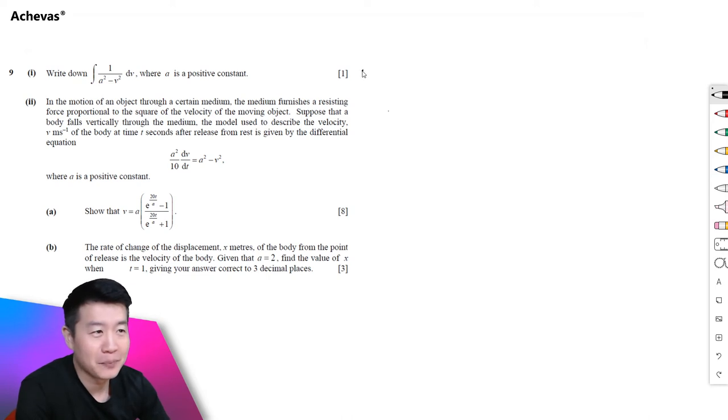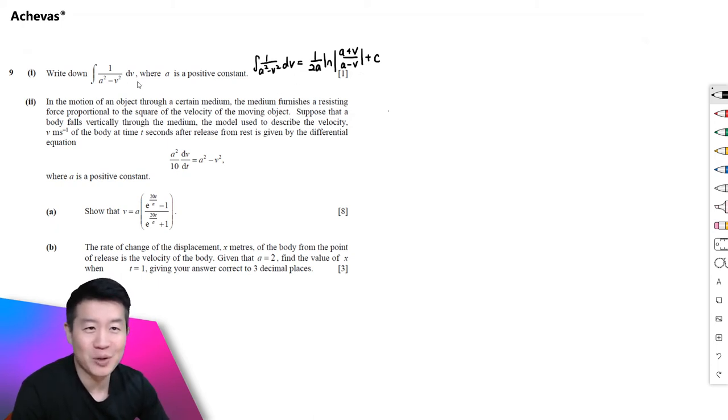Okay, part one. This is so easy. Let me just write it down here. The integration of 1 over a square minus v square dv. This is just going to be making use of the MF26. It will be 1 over 2a ln of modulus of a plus v divided by a minus v plus c. Okay, it is really a free mark.